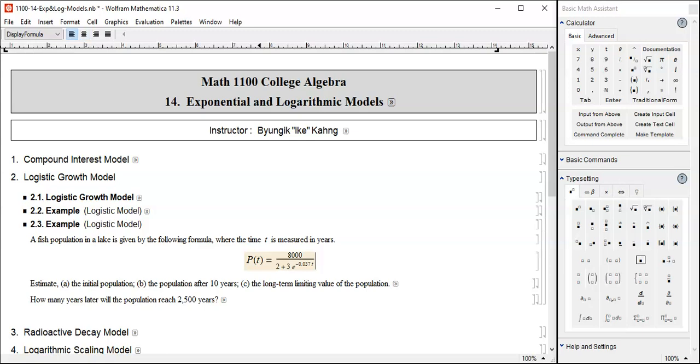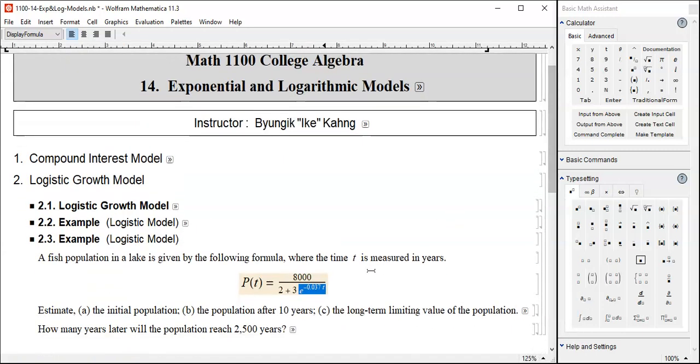We have to answer these questions. The initial population, plug in t equals 0. Population after 10 years, plug in t equals 10, and that long-term limiting value, t is going to infinity. That's interesting. t is going to infinity, so e to the negative infinity, because negative is already there. Excuse me, a little bit bigger font. You see, negative is already there, so this whole thing is e to the negative infinity. So this thing goes to 0.